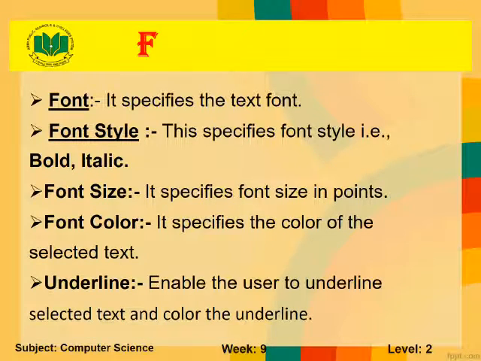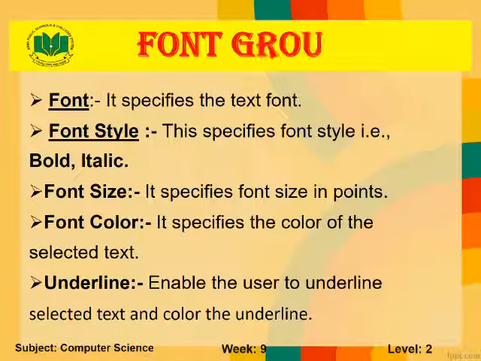Okay students, now we will come to the font group. We have many options in the font group, like font. It specifies the text font style. This specifies font style like bold and italic. Font size specifies font size in points. Font color specifies the color of the selected text. Underline enables the user to underline selected text and color the underline.